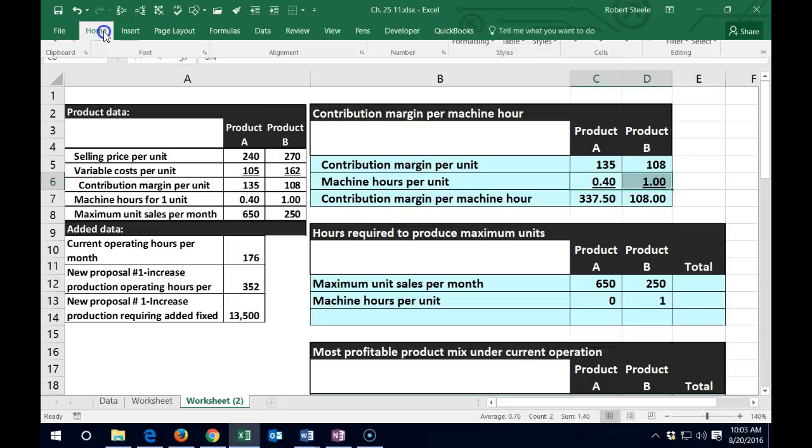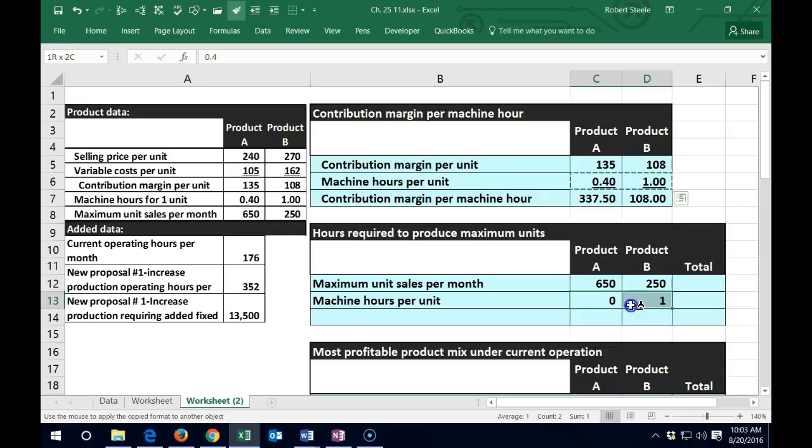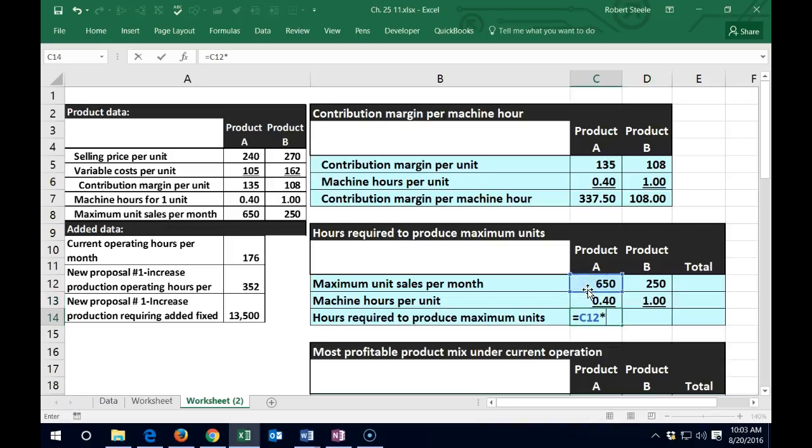We're going to go to the Home tab, get the paint brush, and format paint that. We're adding the decimals and the underline essentially. Then we're going to have the hours required to produce the maximum units. We're going to multiply that out. This equals the 650 times the 0.4, and the 250 times the 1 hour. And if we add those up, 260 plus 250 is 510. So we would need total hours of 510.